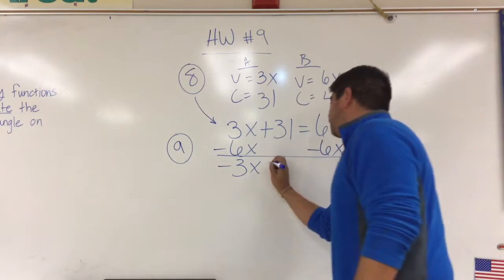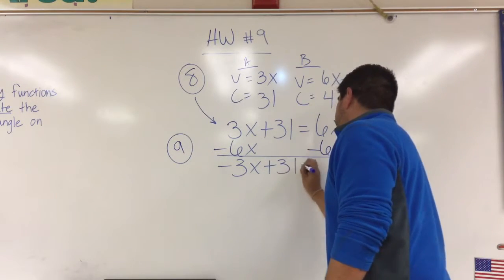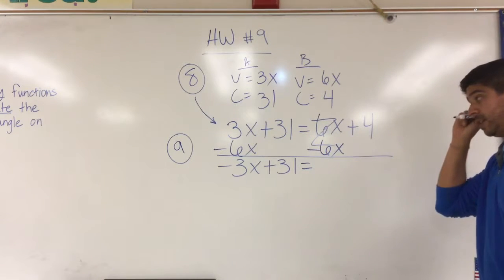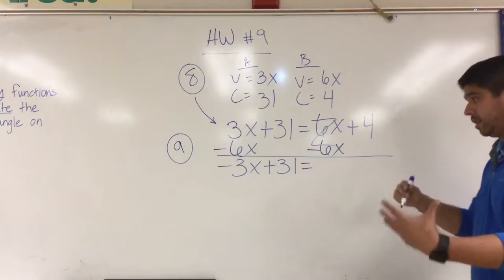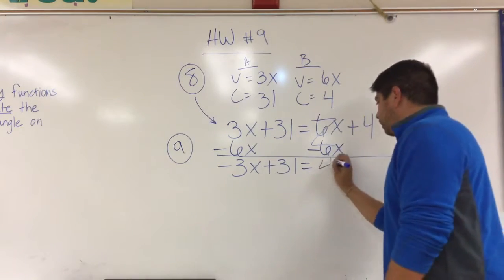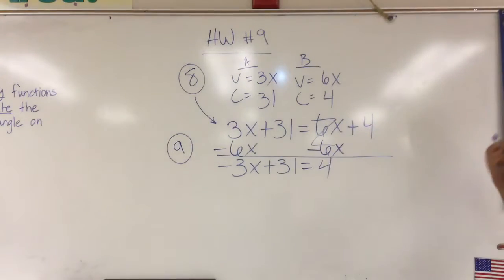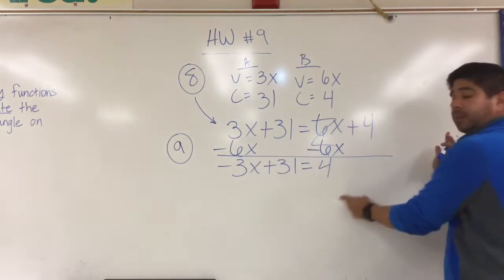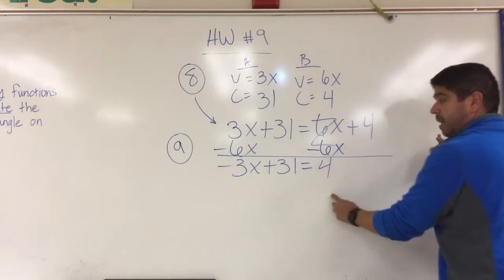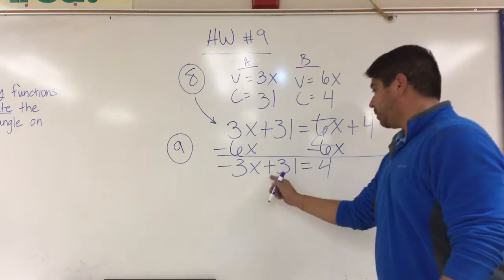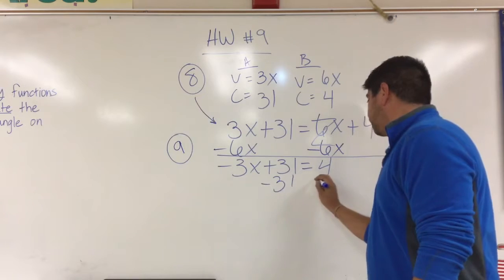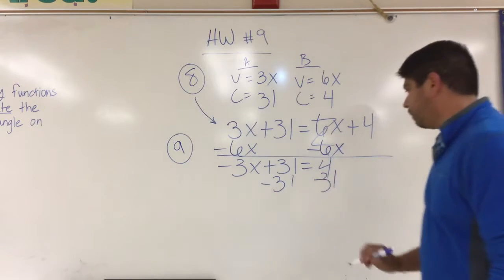This 31 comes down, plus 31 equals, now this zeroes out, right? Because 6x minus 6x makes 0. And then the 4 comes down. Okay? So now from here, I'm going to keep my variables on this side. I'm going to take this constant and move it over here. So I have to do the inverse of that. So plus 31, the inverse of adding 31 is to subtract 31. And then I'm going to do it right there underneath the 4.